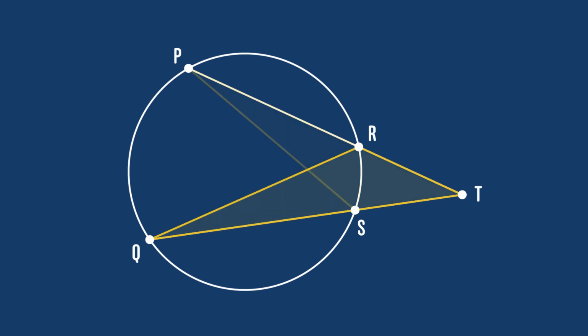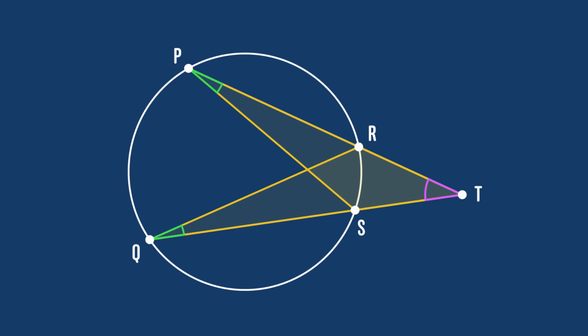To prove the intersecting secants theorem, we can start by labelling the points where the secants meet the circle as P, Q, R and S, and the intersection as T as shown. The result will follow from the fact that triangles PTS and QTR are similar. That is to say, they have the same angles. Why is that? Well, angles PTS and QTR are literally the same angle, and so must be equal.